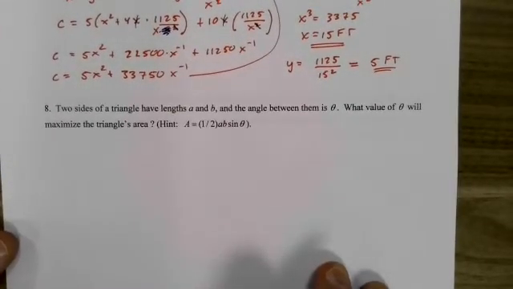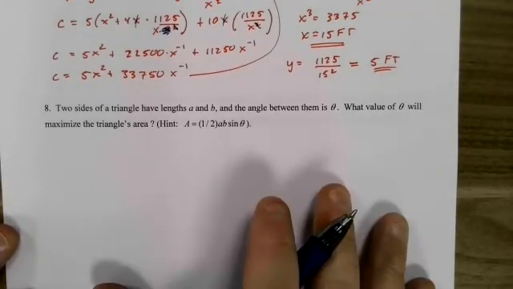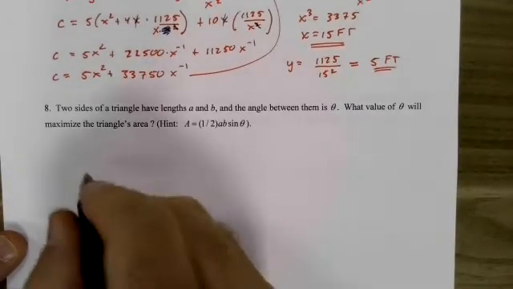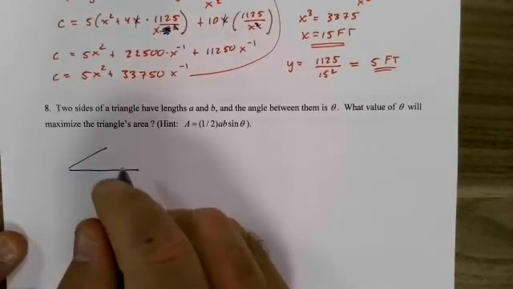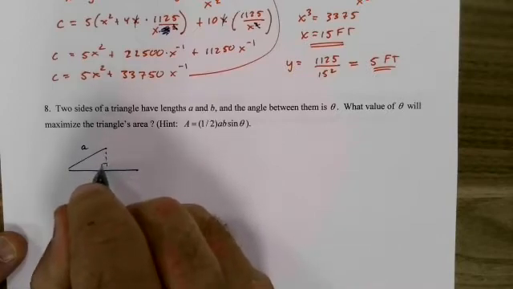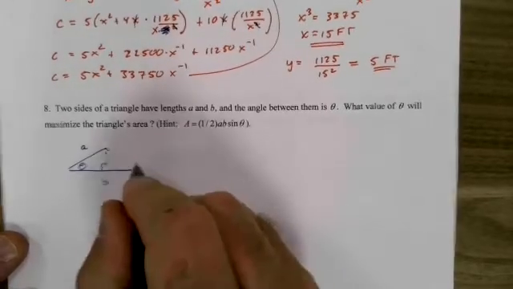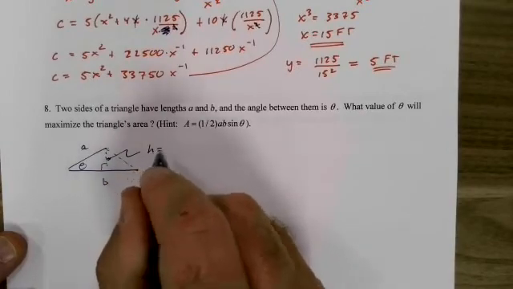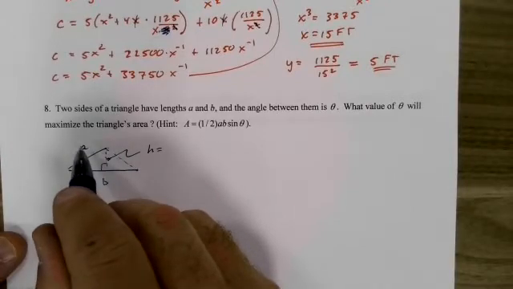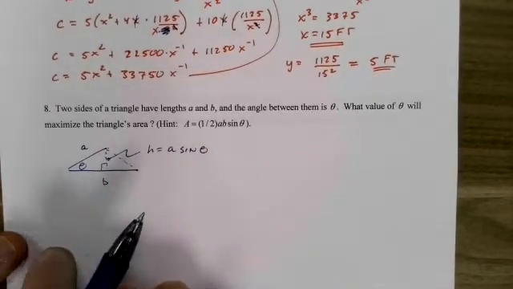The theta that maximizes the triangle's area, it's going to be 90 degrees. What else is new? So A, B, theta. The height of this thing equals, sine of theta is height over A, sine of theta. Wow, I'm doing math.